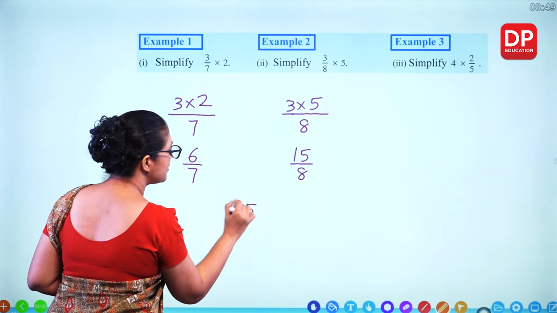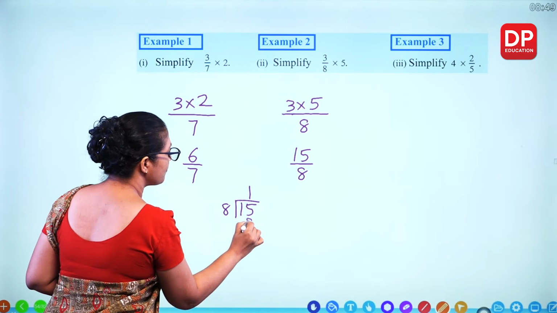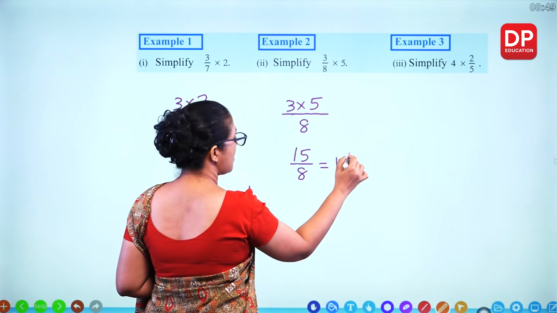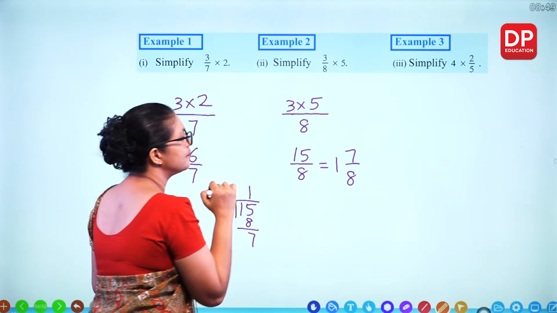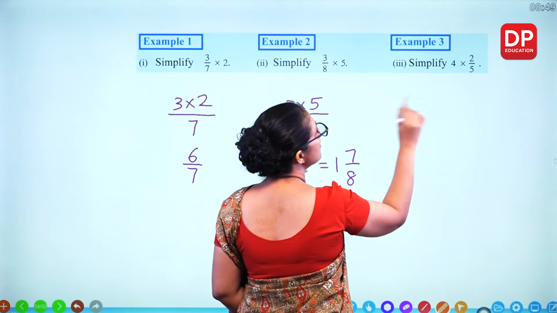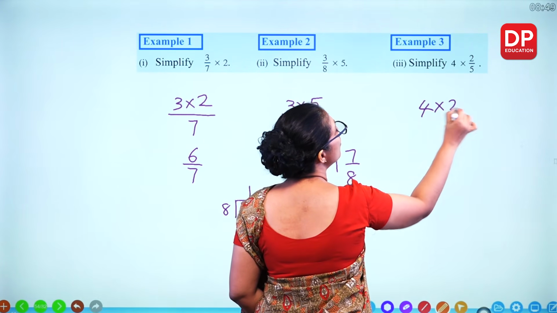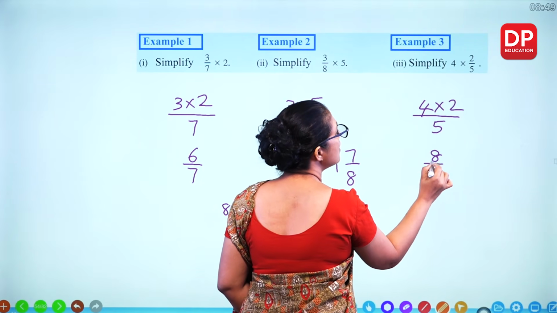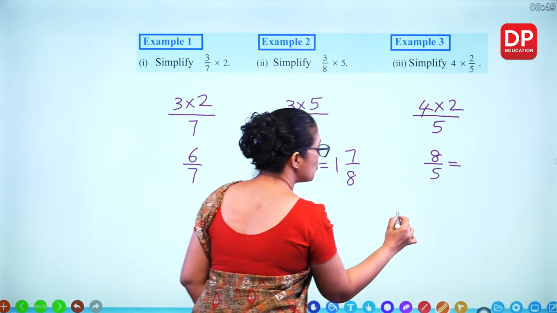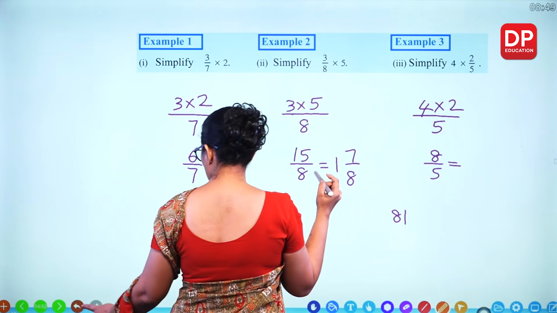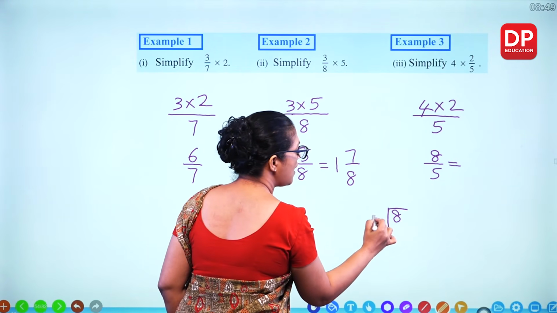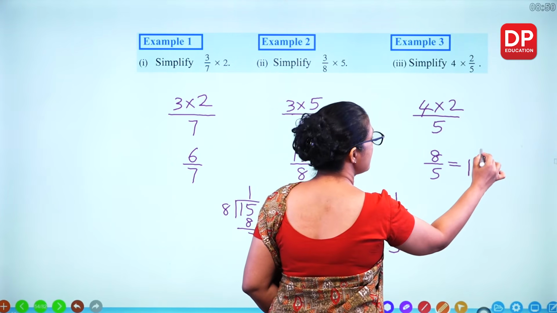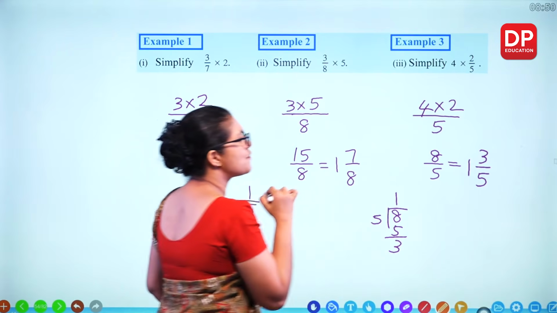15 divided by 8. So 7 remaining. 1 and 7/8. This one. 4 times 2/5. Multiply numerators. 8/5. Convert to a mixed number. So you get 8 divided by 5. 1 and 3 remaining. So 1 and 3/5.